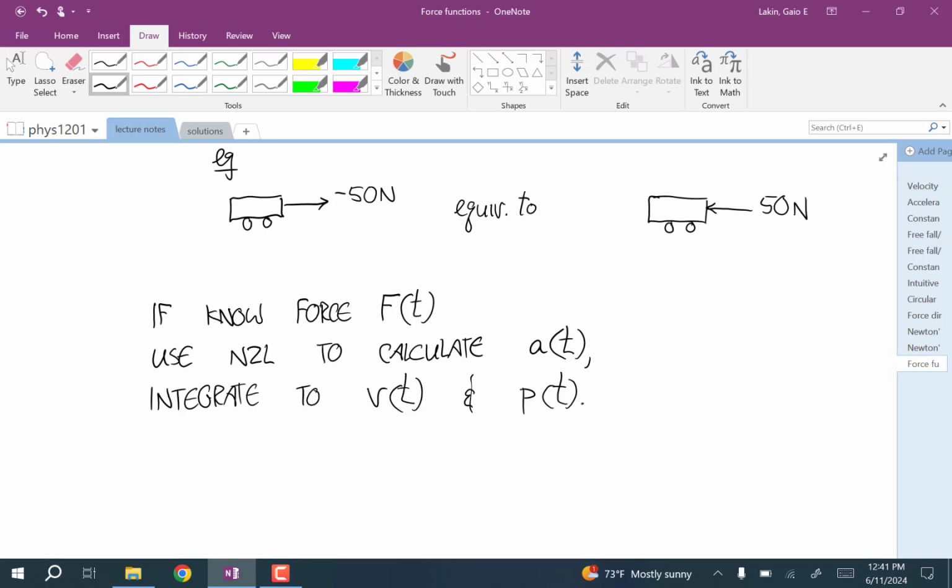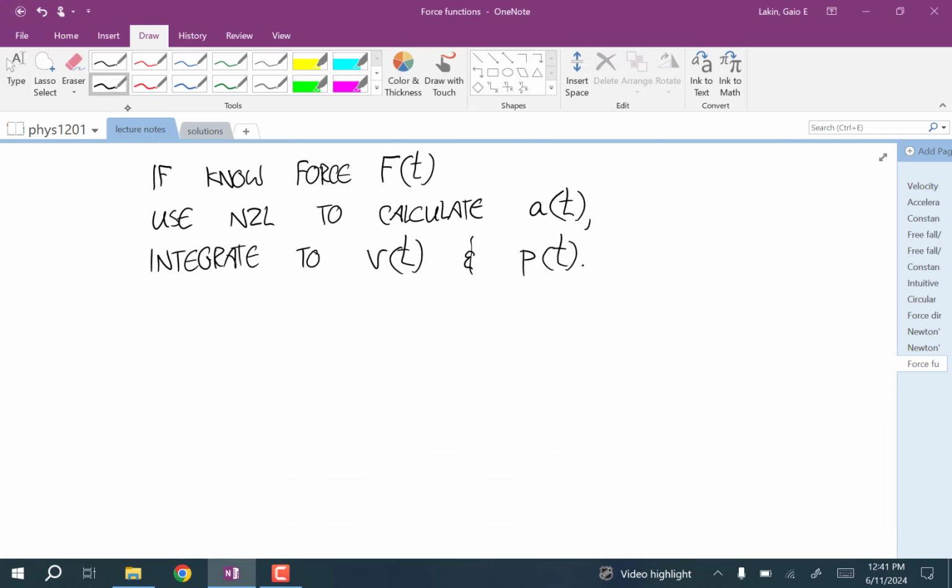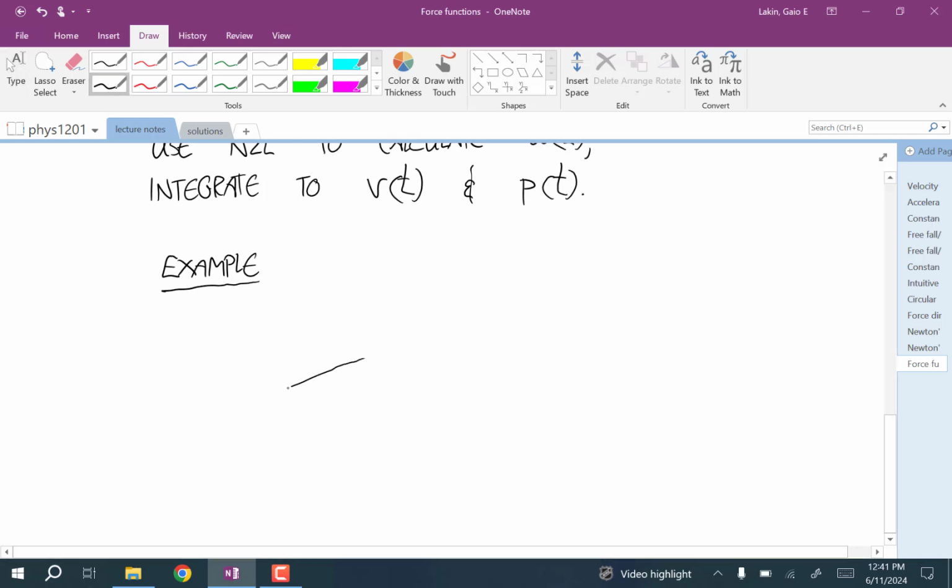So for this, I'm just going to go straight into an example problem. I think that's the clearest way here to show how this works. So let's say that we have an incline of 20 degrees.